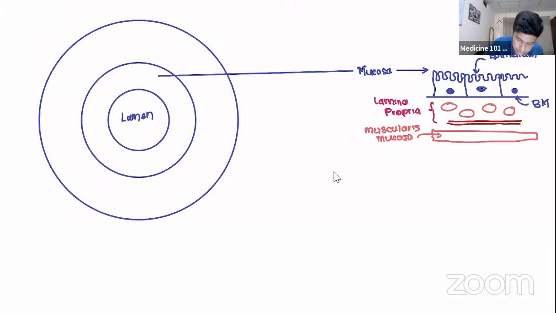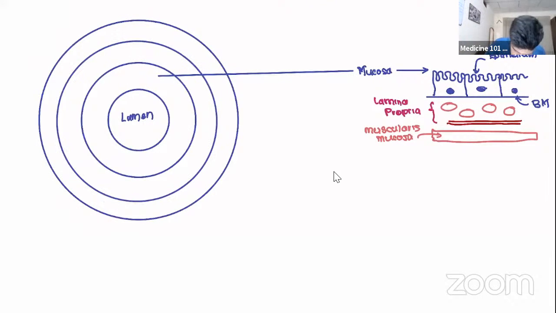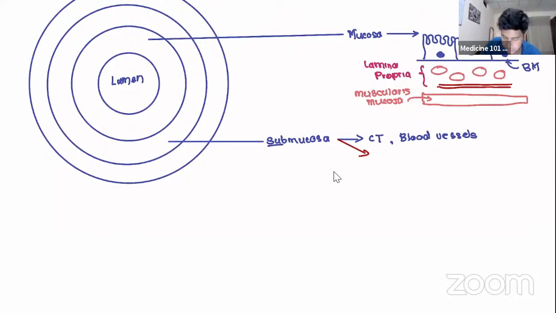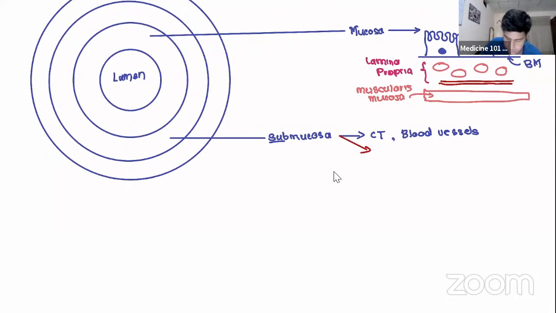Next, let's go to the second layer. What do you call the second layer? Submucosa. Sub means below the mucosa, okay? And this is pure connective tissue. It has a lot of connective tissue and a lot of blood vessels. And also there's a very important structure here, a nerve plexus. What do you call this nerve plexus? Meissner's plexus.